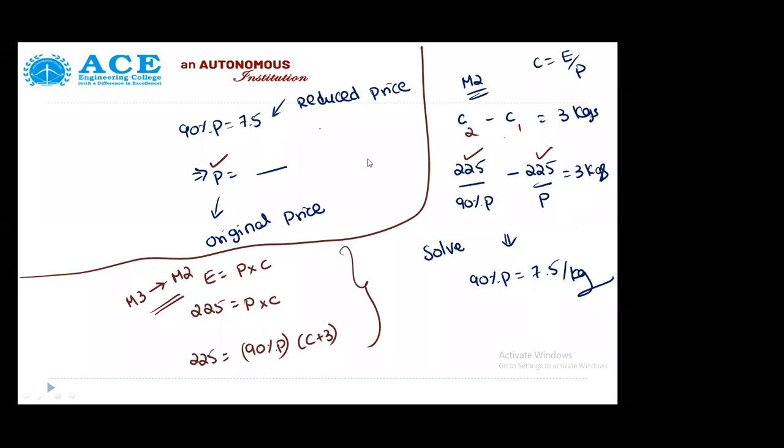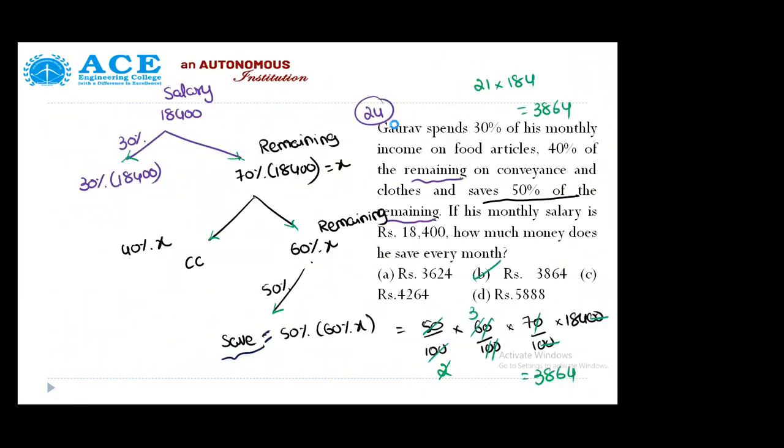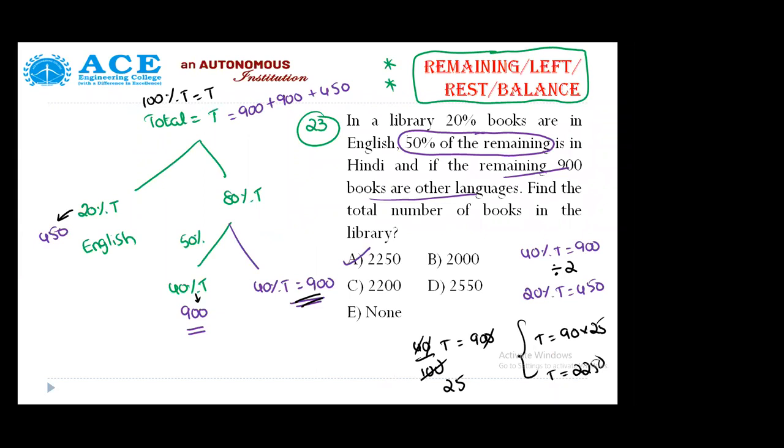Sir, in question number 23, you have taken total as T, 20% T and 80% T. After that, 50% you have said 40% T and 40% T. Sir, I didn't get how 40% T equals 900. They mentioned the remaining is 900, right? Among 80%, 40% gone. What is the remaining then? 40%. They mentioned the remaining 40% equals 900 books. That's it.